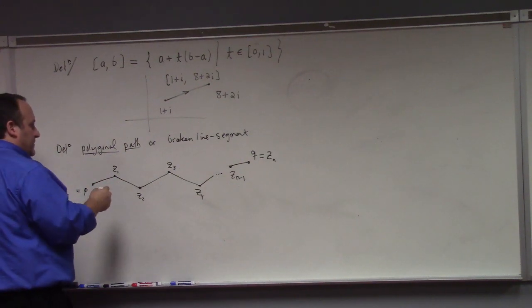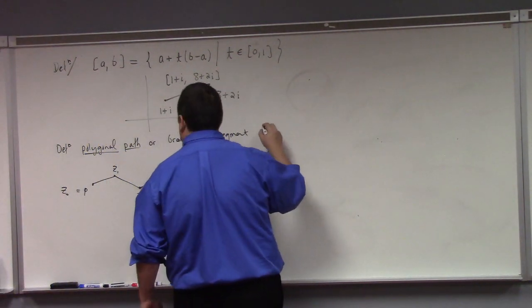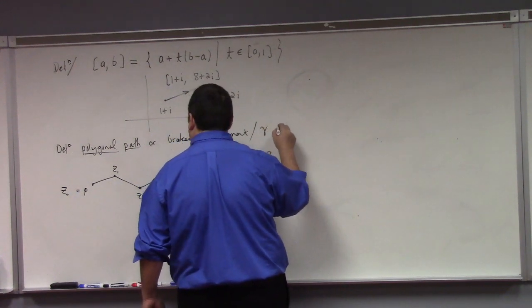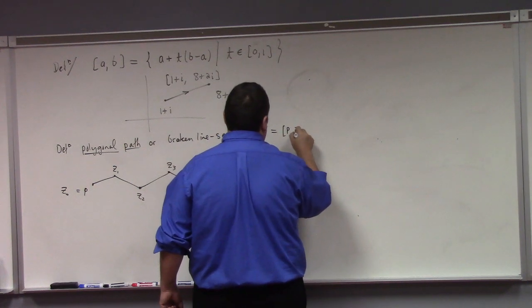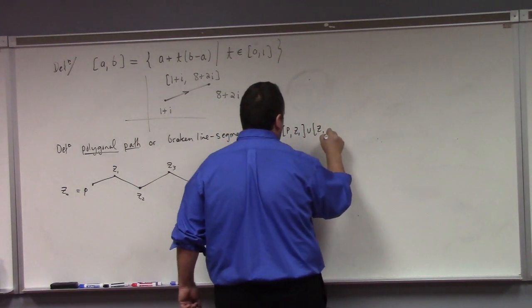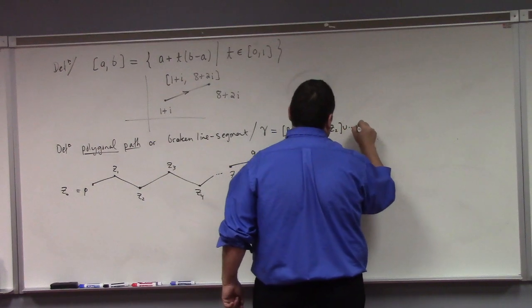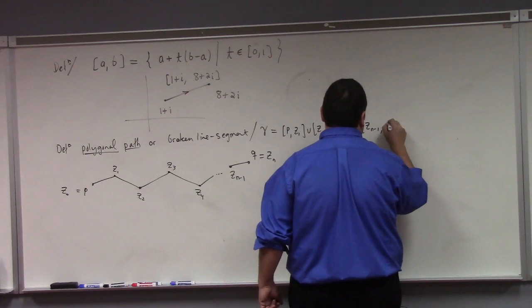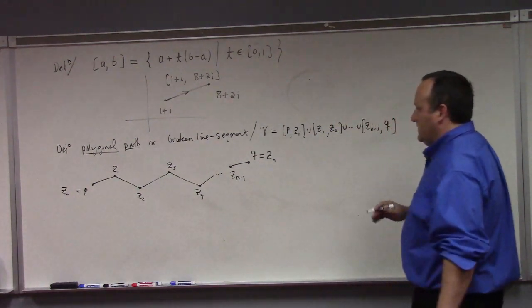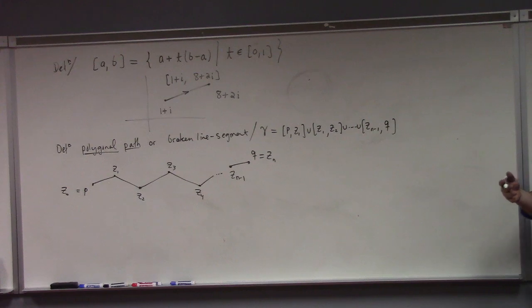So the polygonal path, if you want to say it not like a savage, like me. Let's see here. So [P, z1] union [z1, z2] union and so on, union [z(n-1), Q]. So this is the polygonal path from P to Q, right? Yeah? All right.